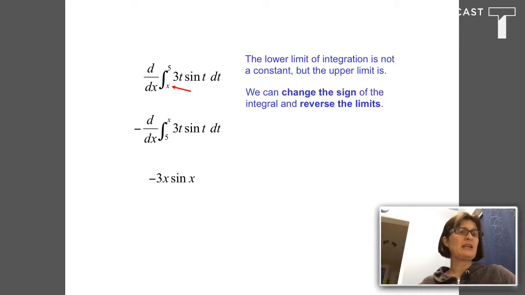Okay, what if somebody makes the upper limit the constant and the lower limit the x? We can use that rule we know from properties of definite integrals to switch the limits of integration. So here the derivative with respect to x of the integral from x to 5 of some function. We really want that to be from 5 to x. We want the constant as the lower limit and the x as the upper limit. So switch the limits and bring a negative out to the front. Now I'm going to take the opposite of the derivative of the integral from 5 to x, and now it works. I'm just going to take that 3t sine t, change all the t's to x's, and then I have the negative from the front.